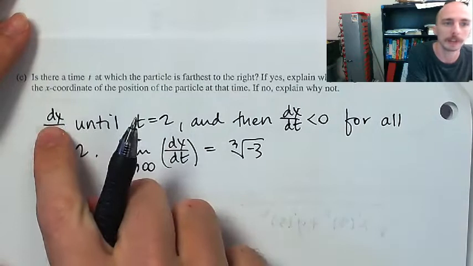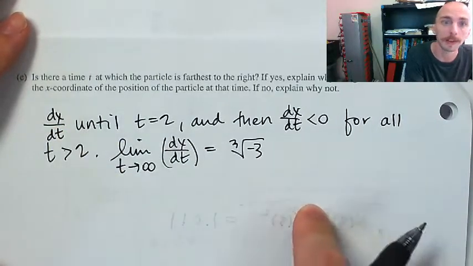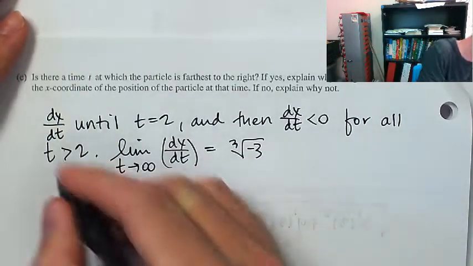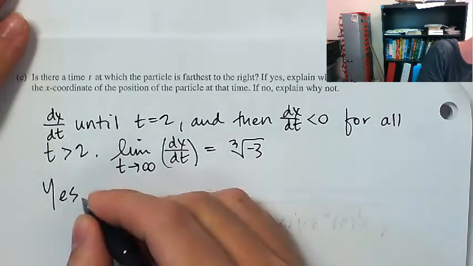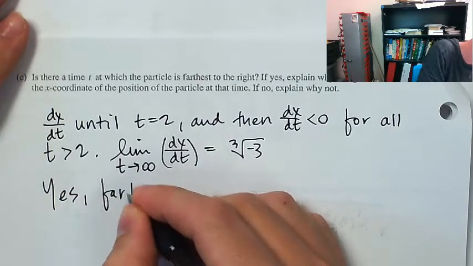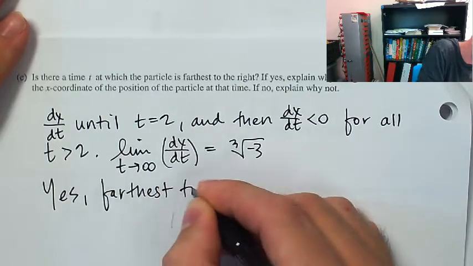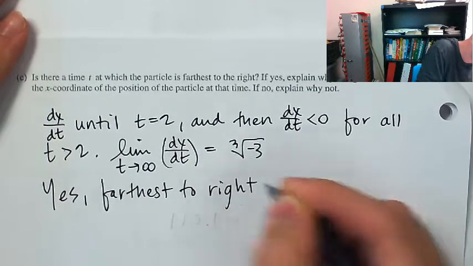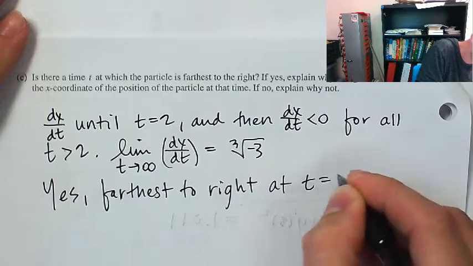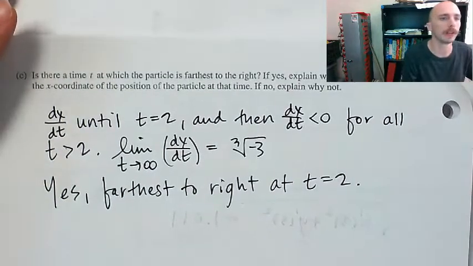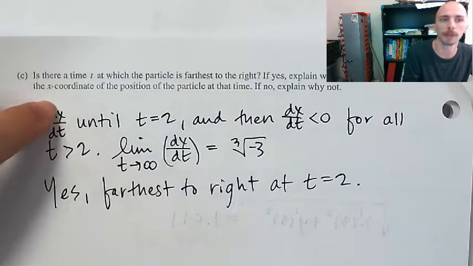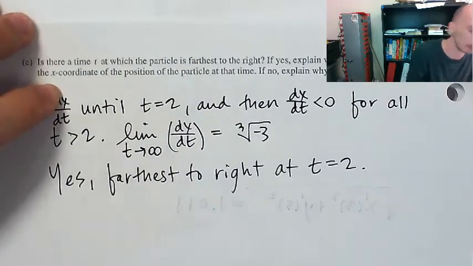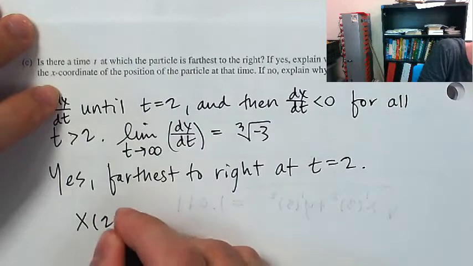Okay? So if dx/dt is positive, we're moving to the right, and then we move back to the left. So yes, farthest to the right at t equals 2. Okay, then we're going to need to find the x-coordinate of the position of the particle at time t equals 2. So that means I need to find x of 2.